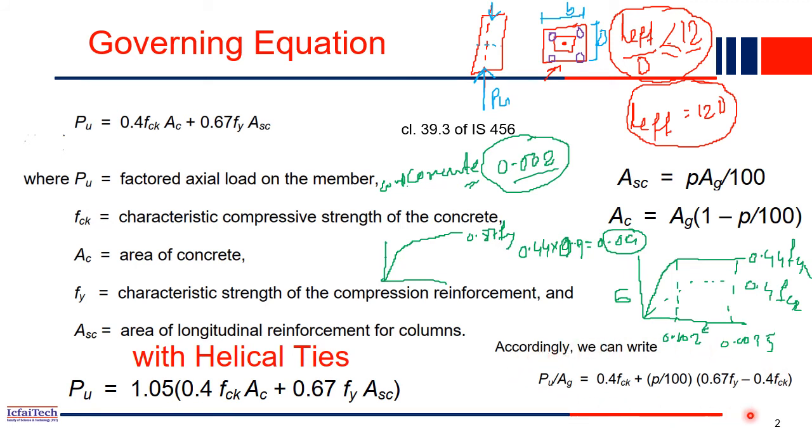Okay. So if you use helical reinforcement, then whatever Pu value you get, you have to increase this Pu value by 1.05 times. Why? Helical reinforcement means what? In helical reinforcement the ties are provided in a helical way, and you have the longitudinal bars also. Because of this continuity in the helical reinforcement, it will take a little more load compared to a normal tied column. So if you are using helical ties, this value can be increased by 5%. That's why it is multiplied by 1.05.